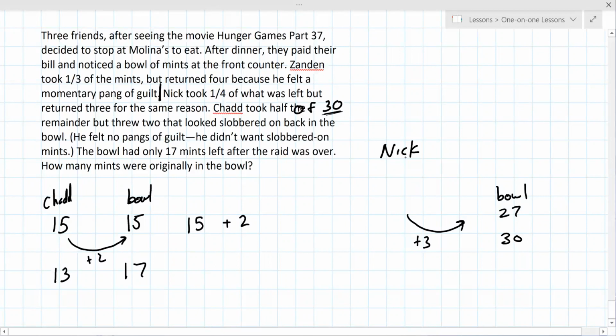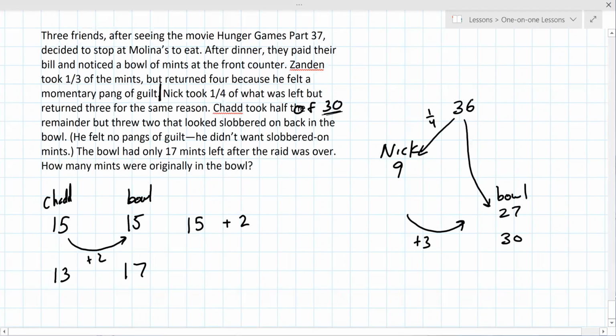Okay, so let me give you the answer here. Nick took 9. I know that because there was 36, and a quarter of 36 is 9. And then 36 minus 9 gets you to 27.